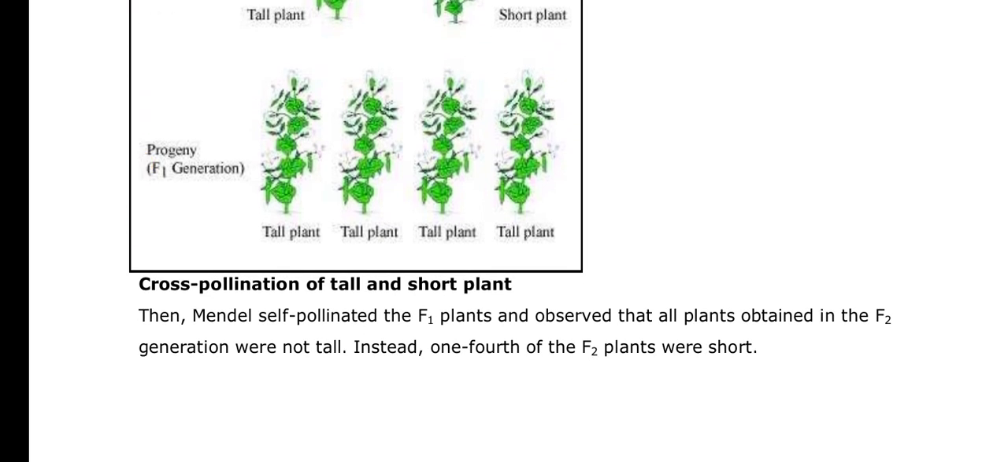Then Mendel self-pollinated the F1 plants. He observed that not all plants obtained in the F2 generation were tall. Instead, one fourth of the F2 plants were short.